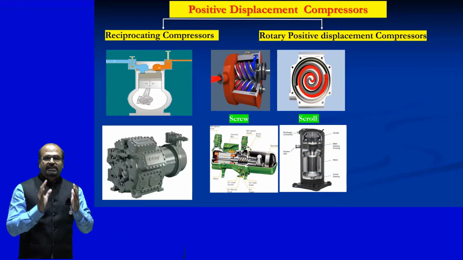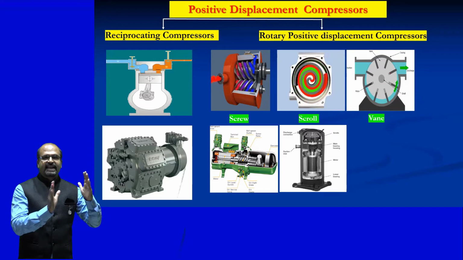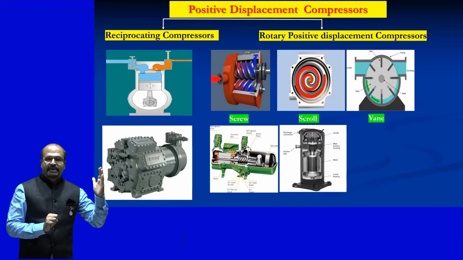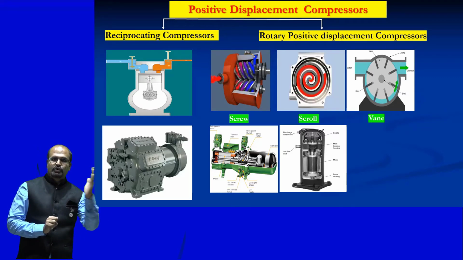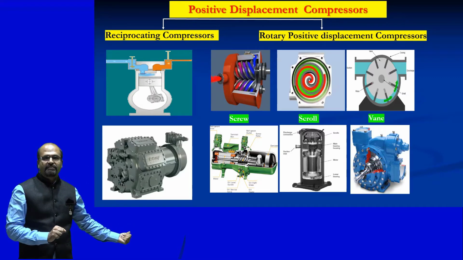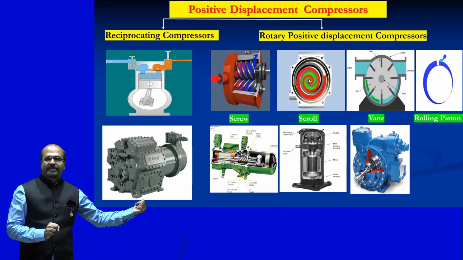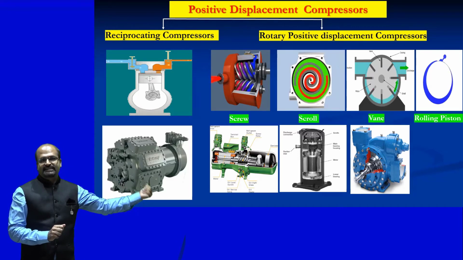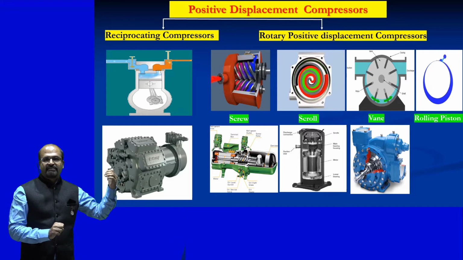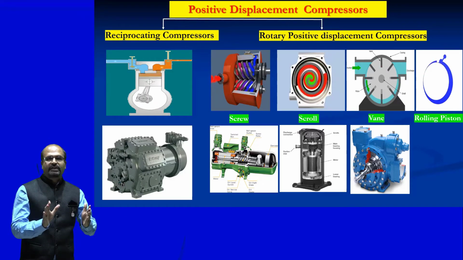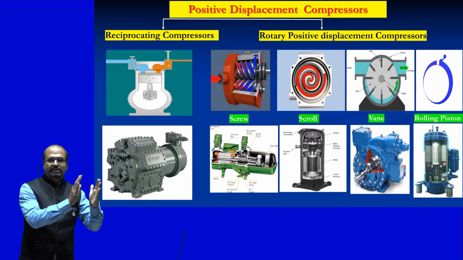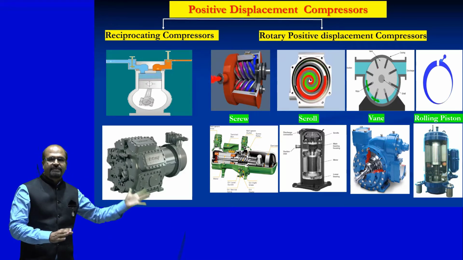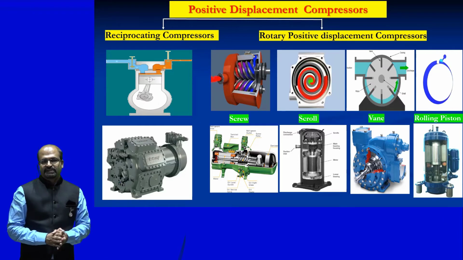Vane compressor, where the refrigerant is trapped in between vanes and casing, and due to eccentric motion of the rotor, the volume decreases when it advances from suction to the discharge. This is the sectional view of vane compressor. Similarly, rolling piston compressor, where instead of vanes, the roller is used and the roller rotates eccentrically inside the casing, where due to the eccentric motion of the roller, the volume of the casing decreases when it advances from suction to the discharge. This is the sectional view of the rolling piston compressor.